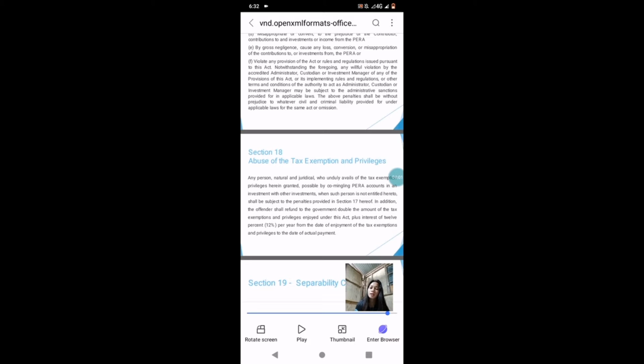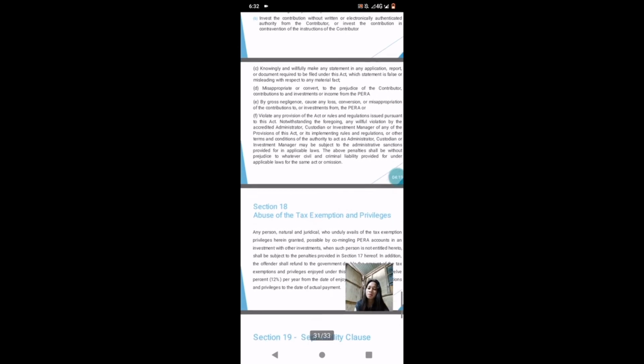So under this Act, those people who do not belong to this tax exemption and privileges are required to have these penalties under Section 17.